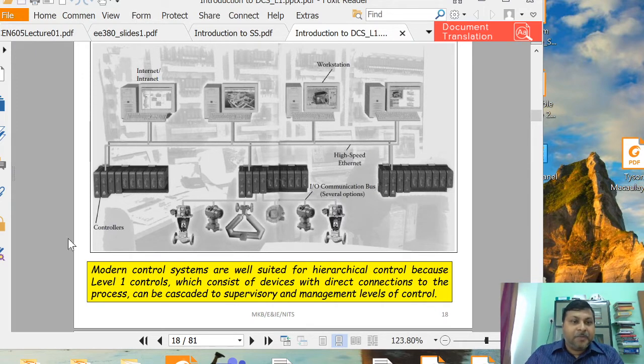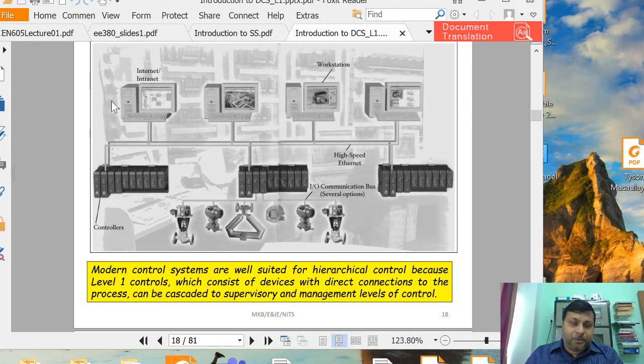That's why modern control systems are well suited for hierarchical control, because level 1 controls, which consist of devices with direct connection to the process, can be cascaded to the supervisory and management levels of control. So these computers connected with the controllers can act as a supervisory controller, or they can be used at the management levels of control.